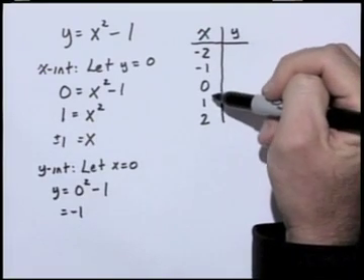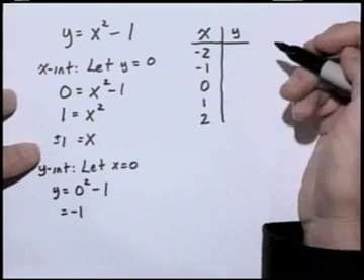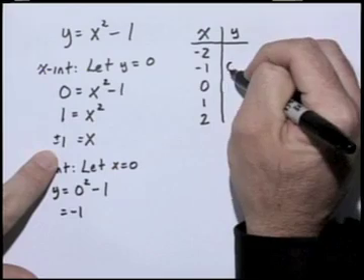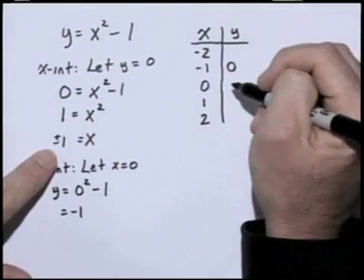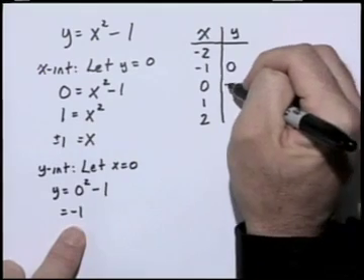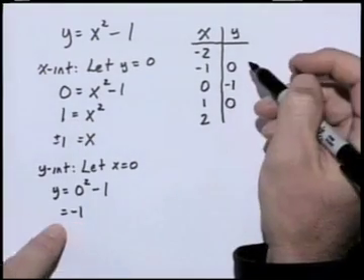Notice that for a couple of the x values in our table, we already know the resulting y's. For example, when x is negative 1, we know that y is going to be 0. When x is 0, we know that y is negative 1. And when x is 1, we know that y is 0.